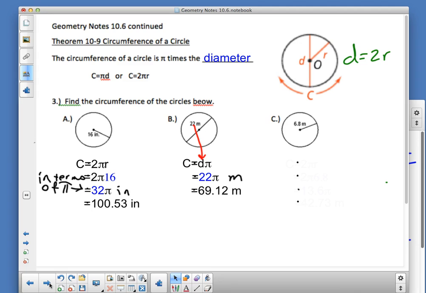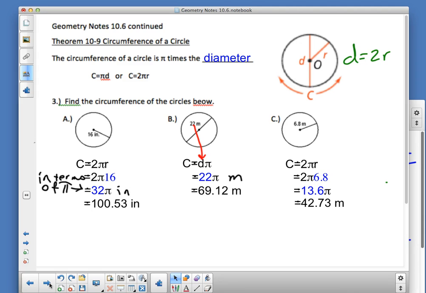You guys go ahead, do C, and look left, look right, and see what that other person came up with. Are you okay with your C?